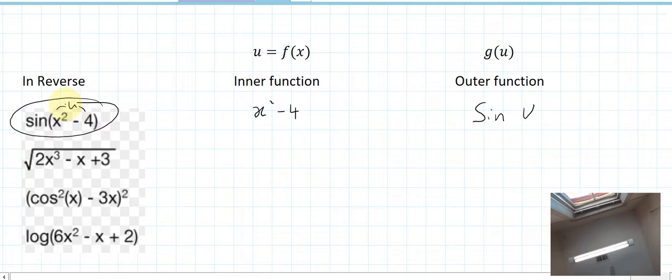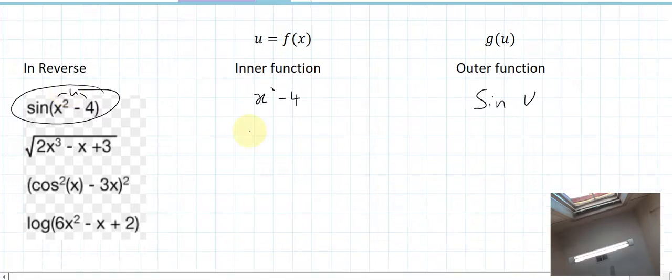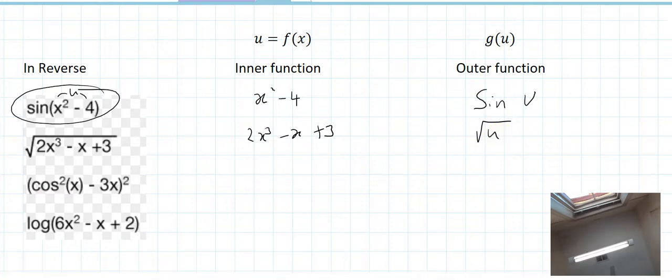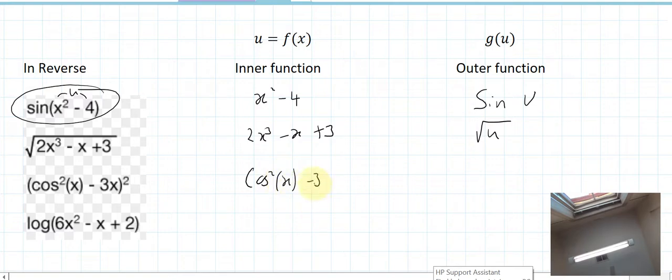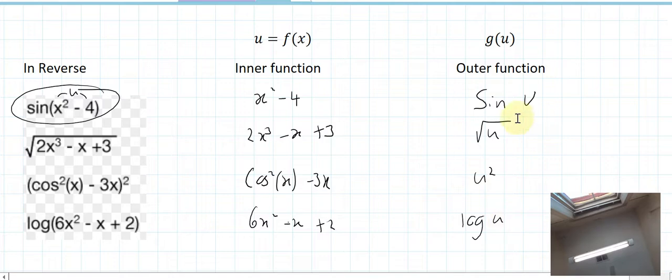Now here, brackets are implied. Under the square root, brackets are implied, same with on top of fractions or underneath fractions. The inner function is 2x cubed take x plus 3. The outer function is root of u. So when one goes in the other, we get this result. Same here. The inner function is inside. So cos squared x take 3x, then this is u squared. Inner is 6x squared take x plus 2. Outer is log u.